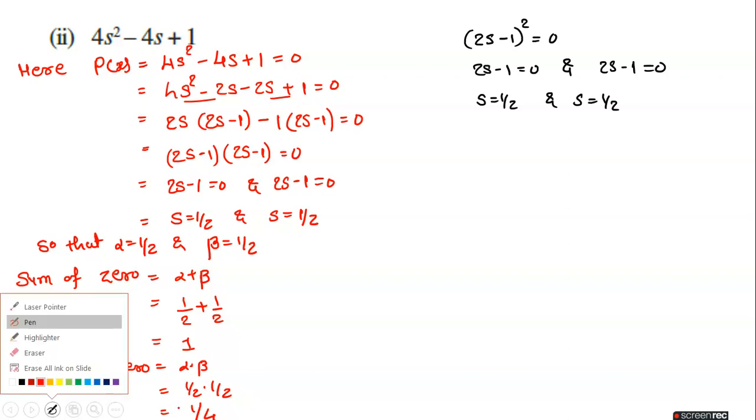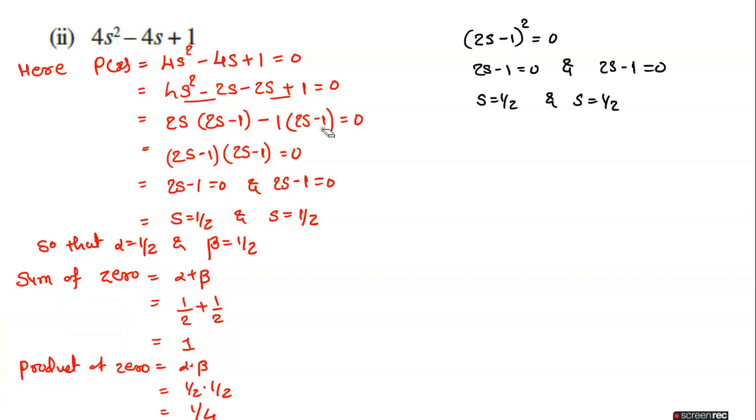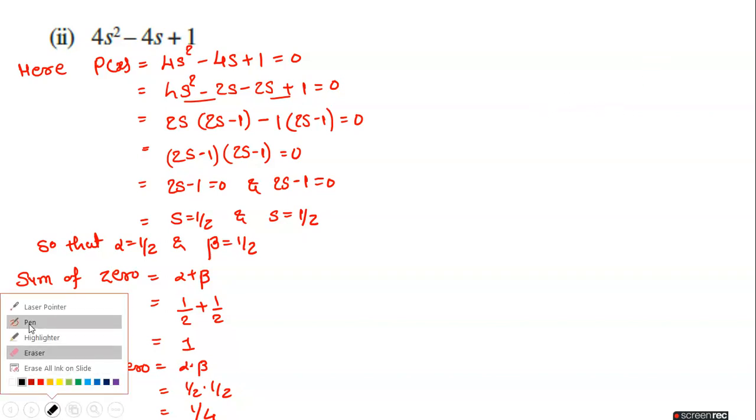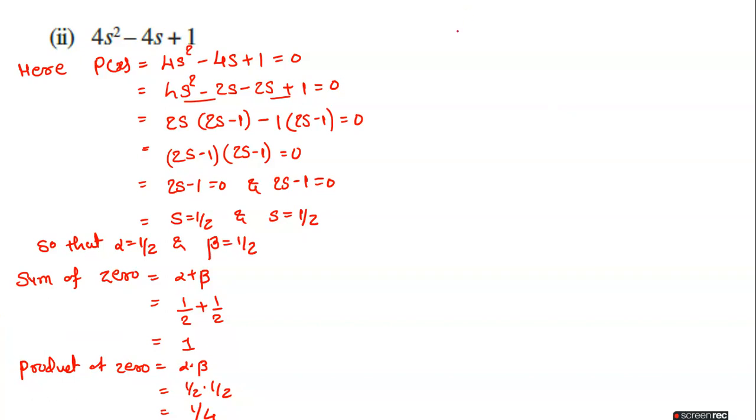Okay. Now this was by formula. Sorry, this was by method. Now directly we'll get the same answer by formula. Okay, so what do we have to write? Okay, now sum of zeroes.